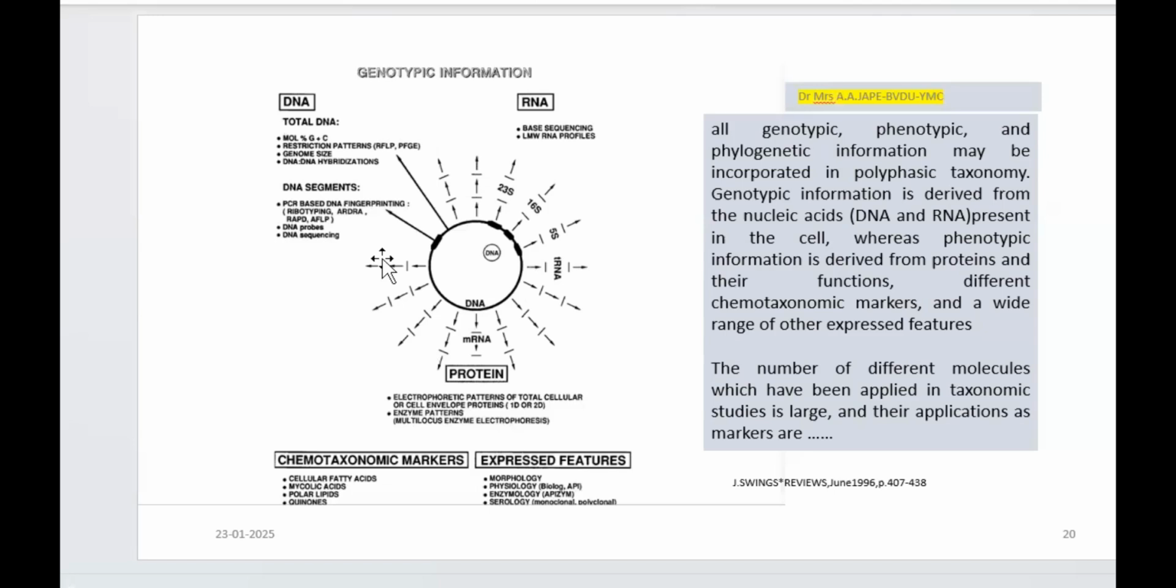So mole percent of G plus C, then restriction patterns, RFLP and PFG. PFG we have talked about, RFLP, if you want, we can do it in detail in the next lecture. Then genome size and DNA hybridization. Just now we spoke about DNA hybridization and the importance of that. Now, when it comes to DNA segments, PCR based DNA amplifications, right?